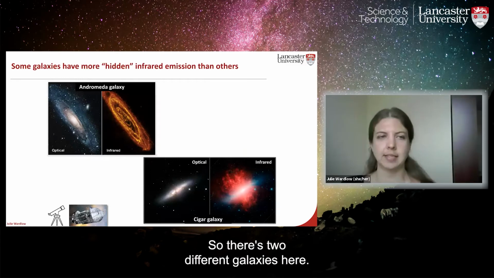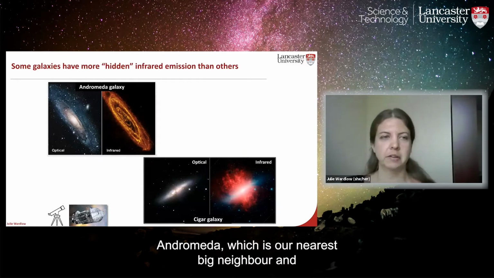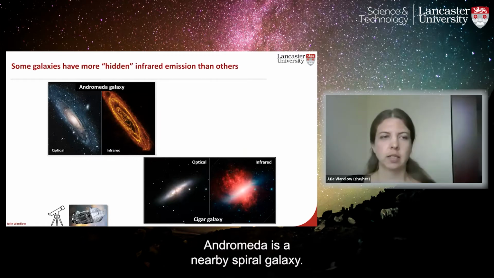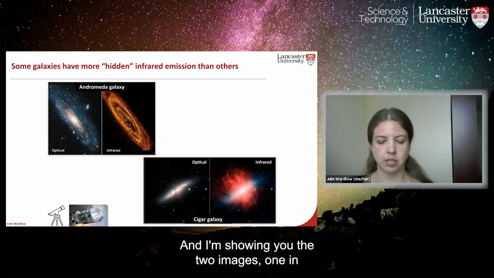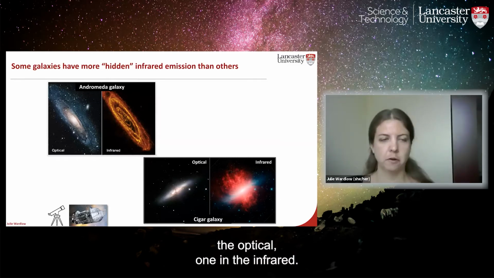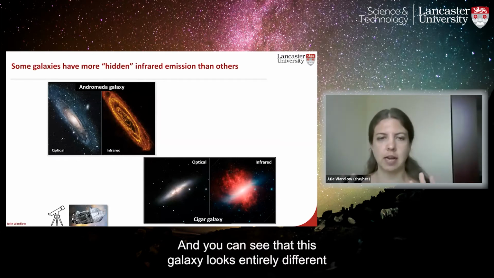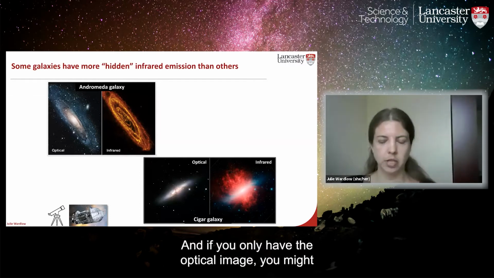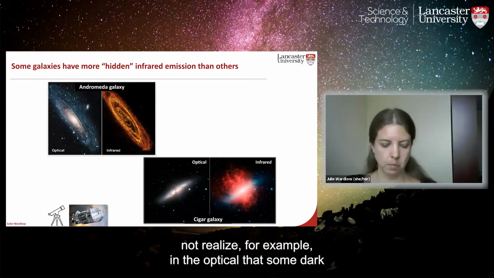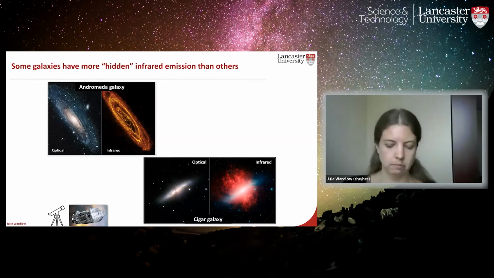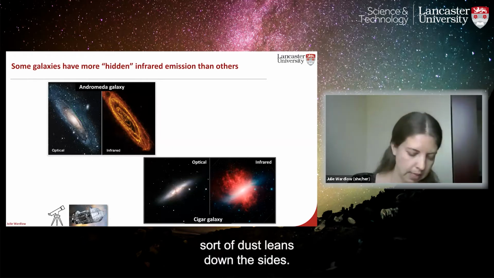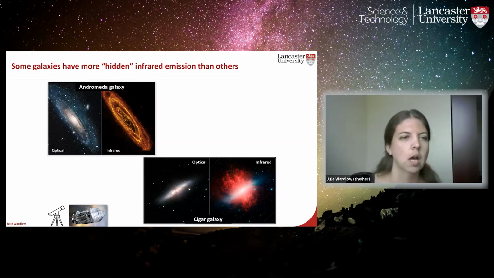So there's 2 different galaxies here: Andromeda, which is our nearest big neighbor, and the Cigar galaxy. And Andromeda is a nearby spiral galaxy. And I'm showing you there 2 images, one in the optical and one in the infrared. And you can see that this galaxy looks entirely different in the 2. And if you only had the optical image, you might not realize, for example, in the optical, there's some dark regions in there, these sort of dust lanes down the sides.